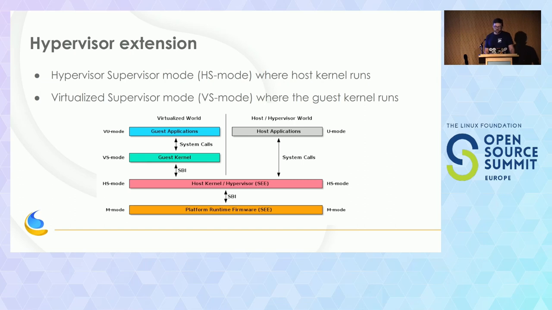In addition to our normal S mode, we have the hypervisor extension, which adds an additional layer here. So we gain the hypervisor-extended supervisor mode where our host OS kernel would run. And then we have the virtualized supervisor mode, which our guest kernel could run. So it just adds a couple more layers there versus the normal S mode and M mode setup.